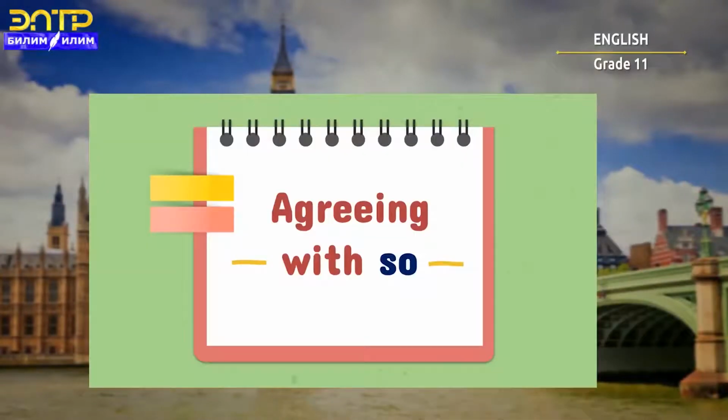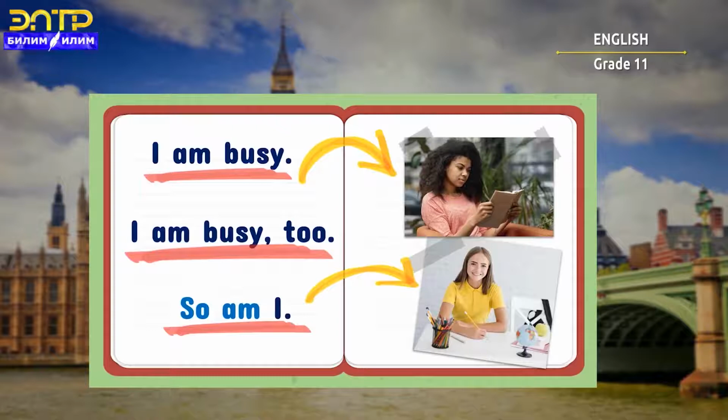We will start with agreeing with so. We will see how to use so for agreeing. Now look at this picture. This girl says, I'm busy. What about this one? She feels the same. She is in the same situation. She says, I'm busy too. She agrees with the first girl.